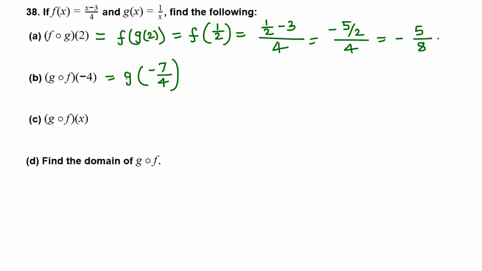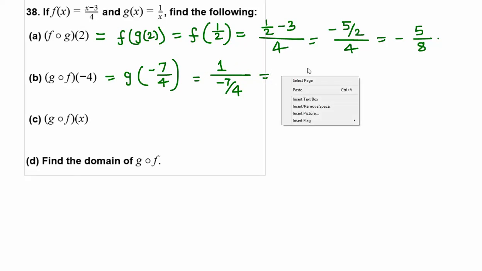So now we evaluate g at negative 7/4. Replace x by negative 7/4. So 1 over x, where x is negative 7 over 4. This is the reciprocal. 1 over something means reciprocal. 4 goes on the top, and the negative comes to the front. So negative 4 over 7.